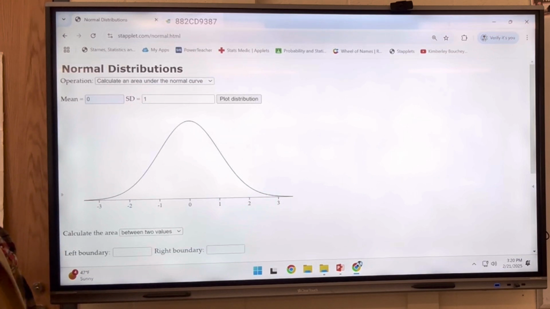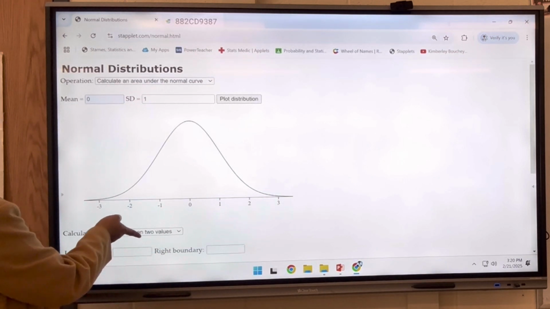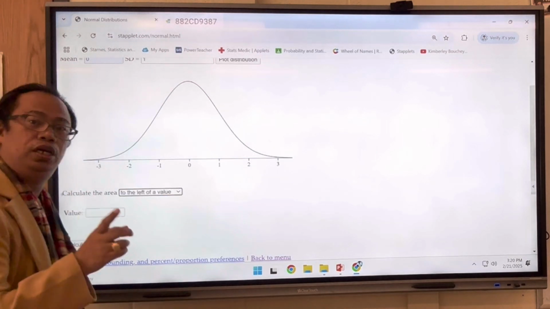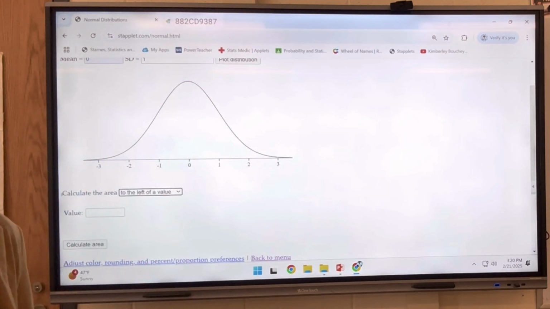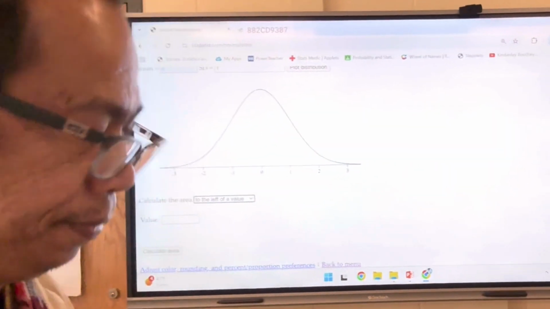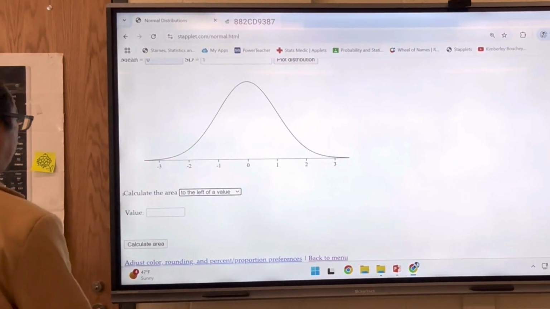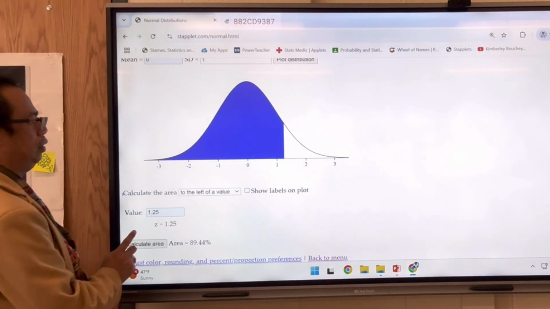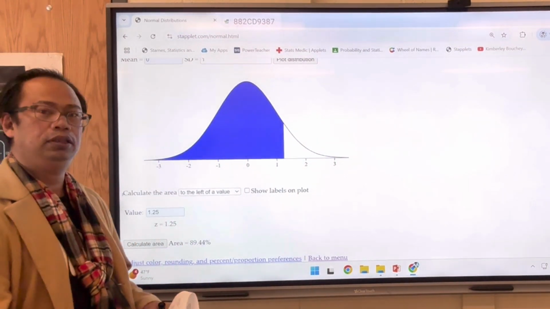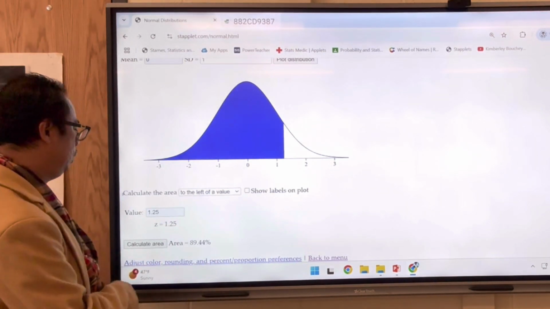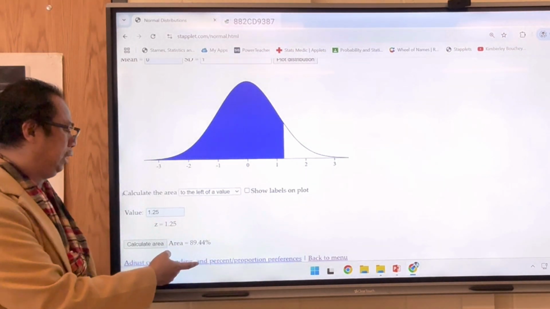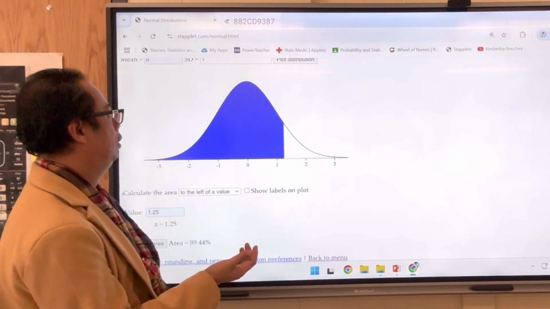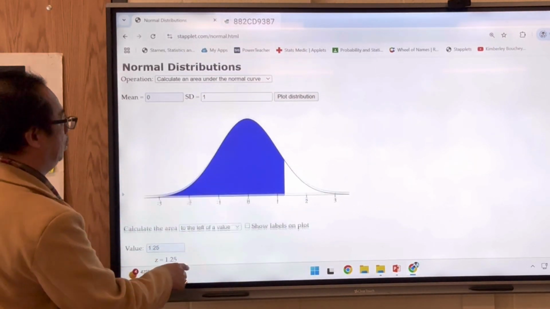So we plot that one, and then this should be left, no? Because we are on the left side, okay? So we are on the left side. Then the value is 1.25, right? So that's why we got that. All right, you see it? So we get 89.44%. So that is for the left side. Okay, see how easy it is?